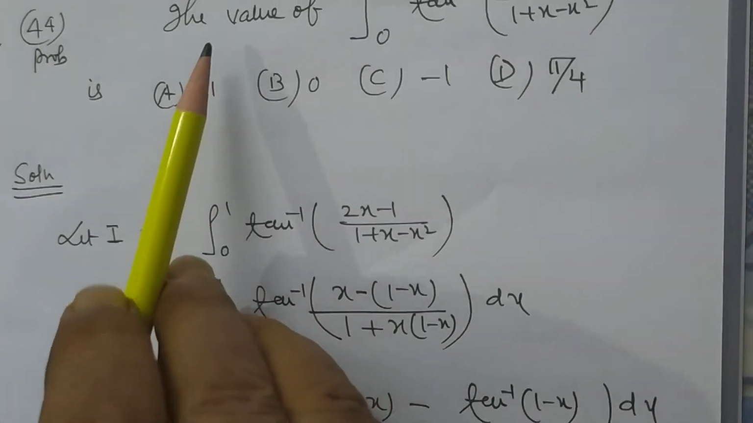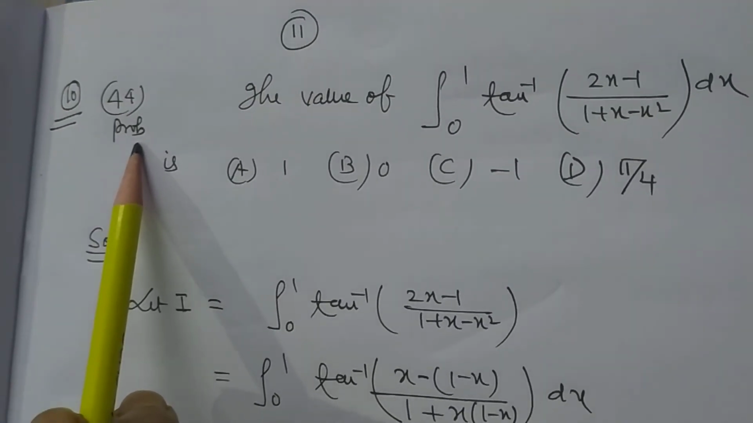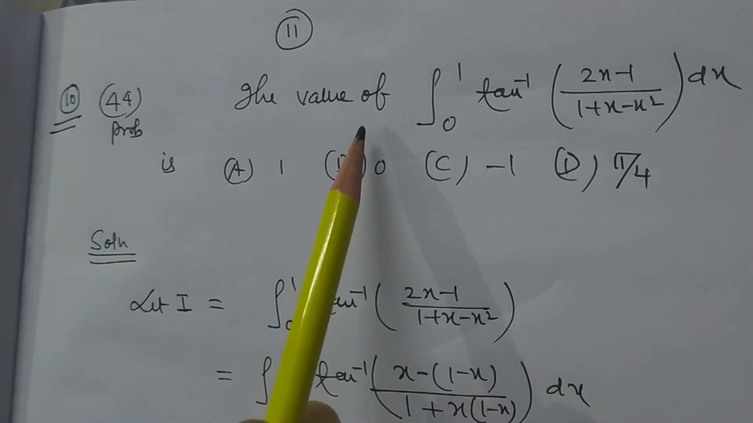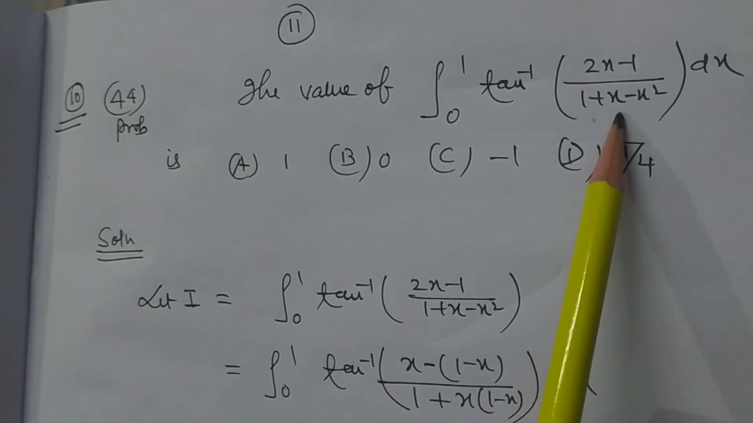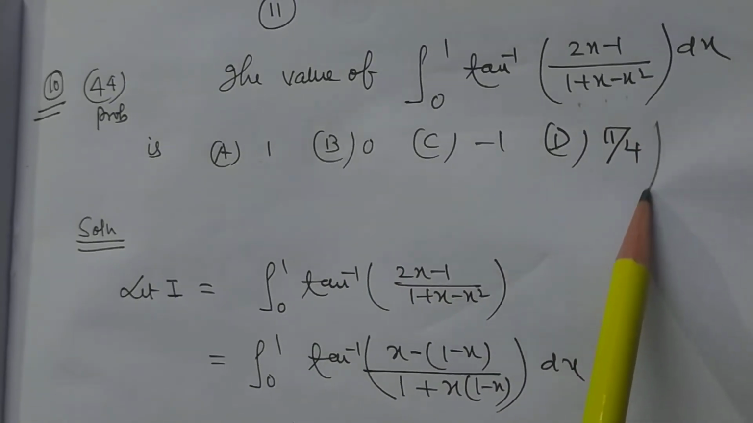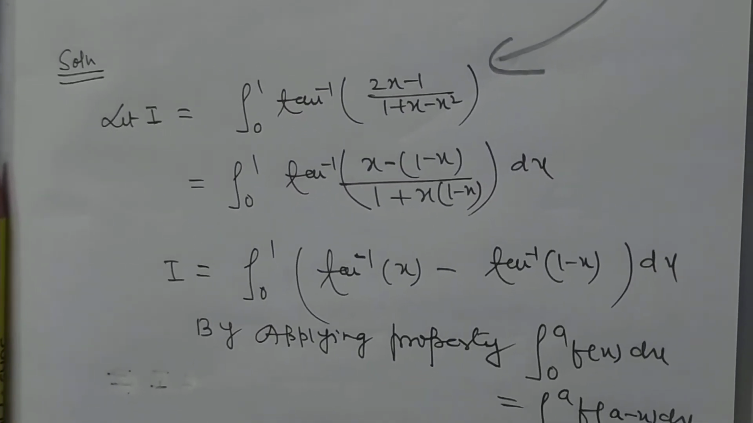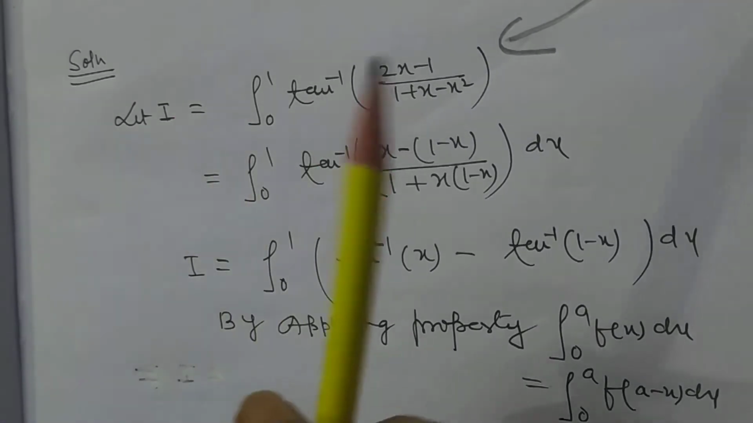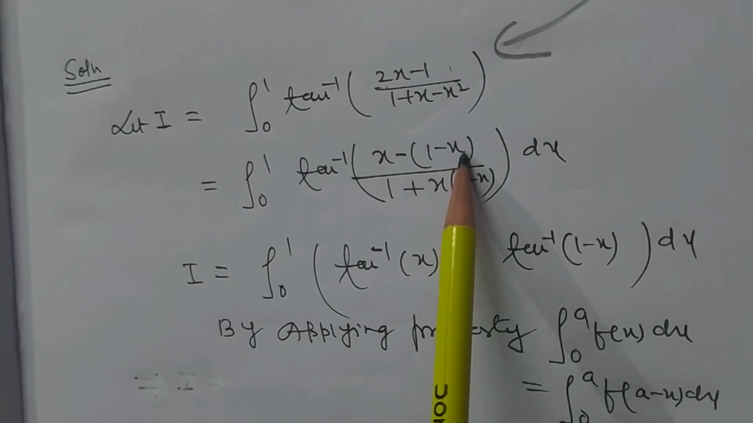Now, my dear students, I want to discuss problem number 44 of this miscellaneous exercise and problem number 10 of this study material. The value of the integral from 0 to 1 of tan inverse of (2x minus 1) by (1 plus x minus x square) dx is, there are 4 options. My dear students, you need to rearrange. It is a very important problem for the purpose of arrangement, because without arranging we can't solve this problem. This 2x minus 1 can be written as x minus (1 minus x).